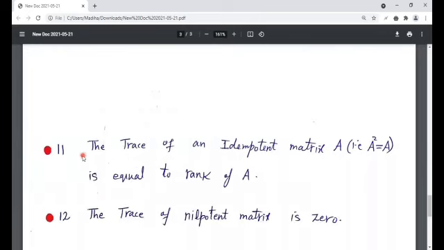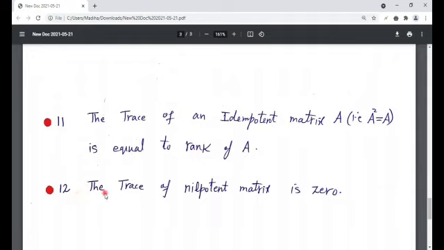Second last property, number 11, the trace of an idempotent matrix, which can be defined as: if A is any matrix, then A squared is equal to A, means A is called an idempotent matrix, is equal to rank of A. Last one is the trace of a nilpotent matrix is always 0.